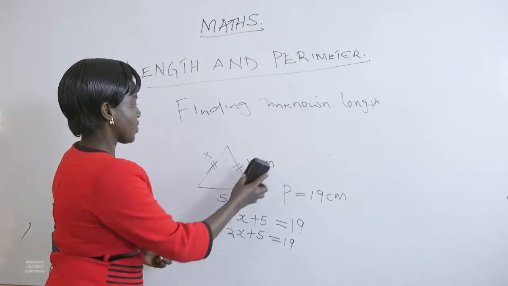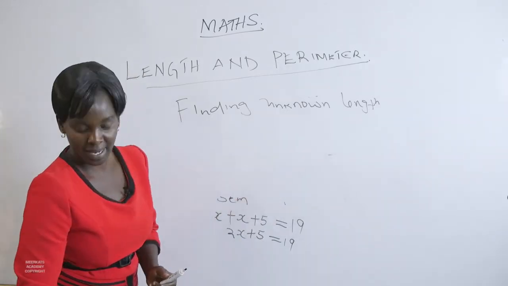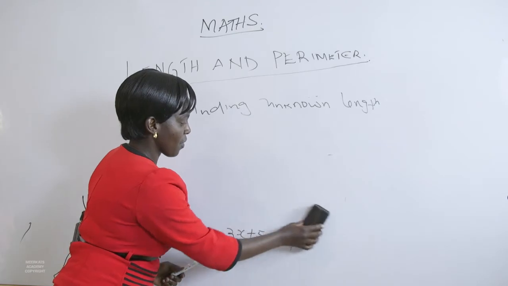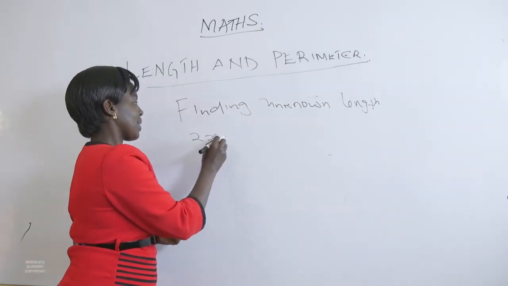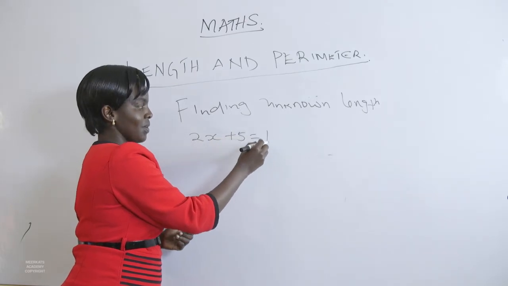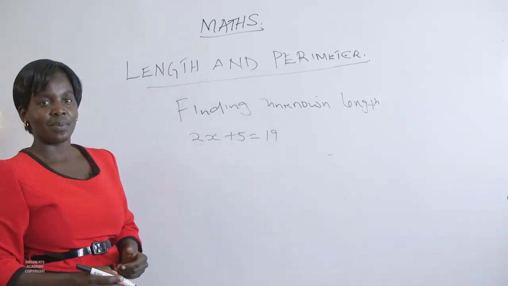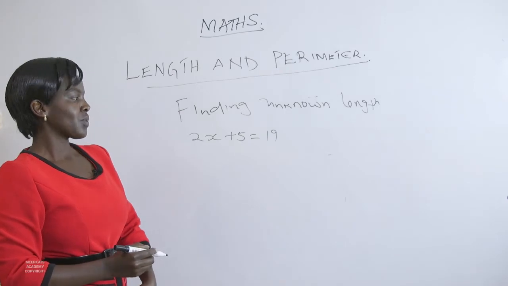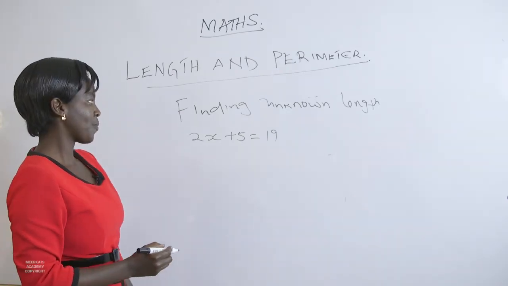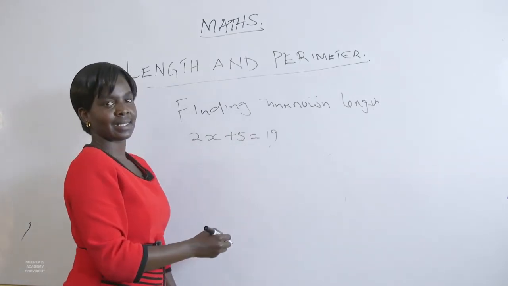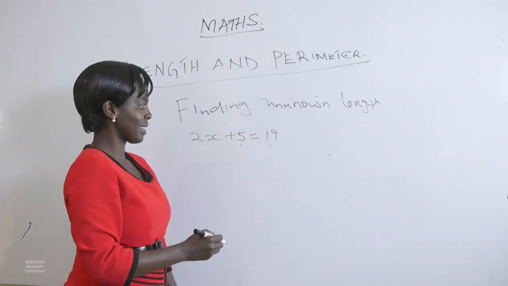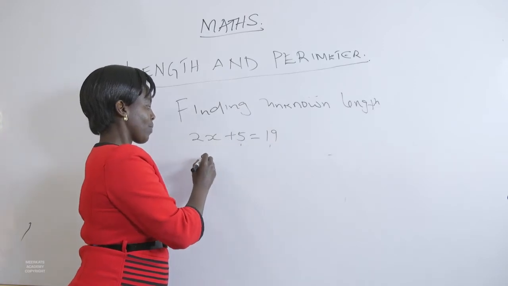Then now we proceed to find the value of x. 2x plus 5 is equal to 19. What are we supposed to do from there? We're supposed to look for the like terms. Which ones are the like terms? 5 and 19 are like terms. So what are we going to do? We put them together.